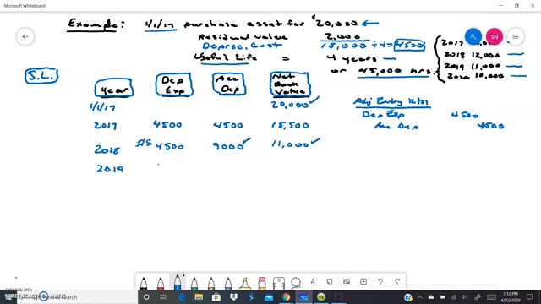2019, we'd have the same amount, another entry for $4,500. That would increase our accumulated depreciation to $13,500. And if we subtract $13,500 from $20,000, we get $6,500. So our net book value is dropping to $6,500. And then we're going to finish this up on the next video.